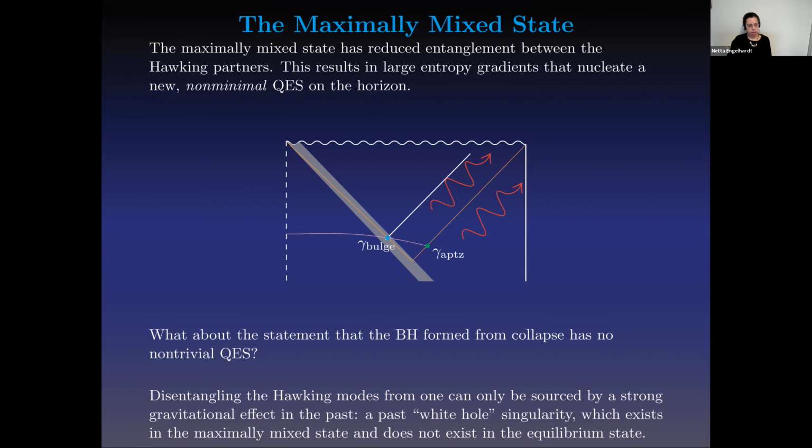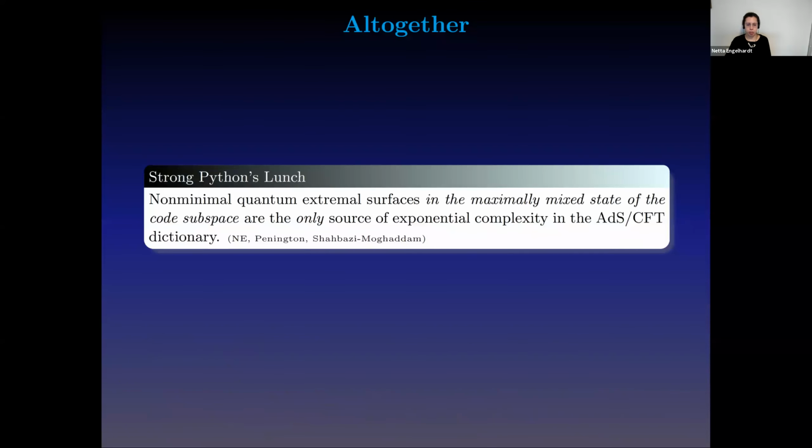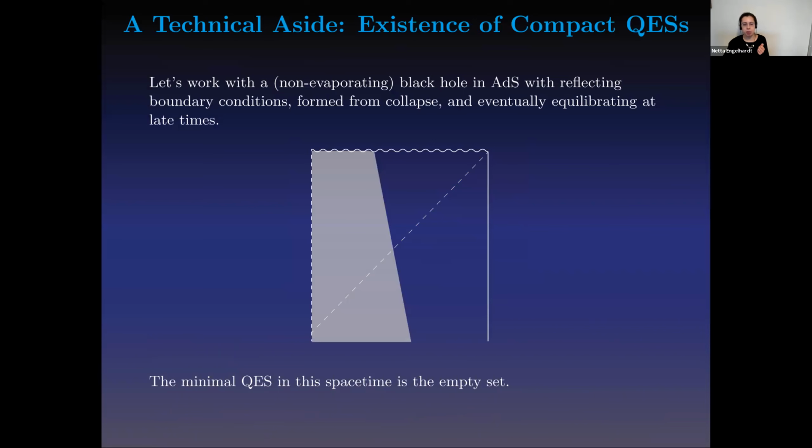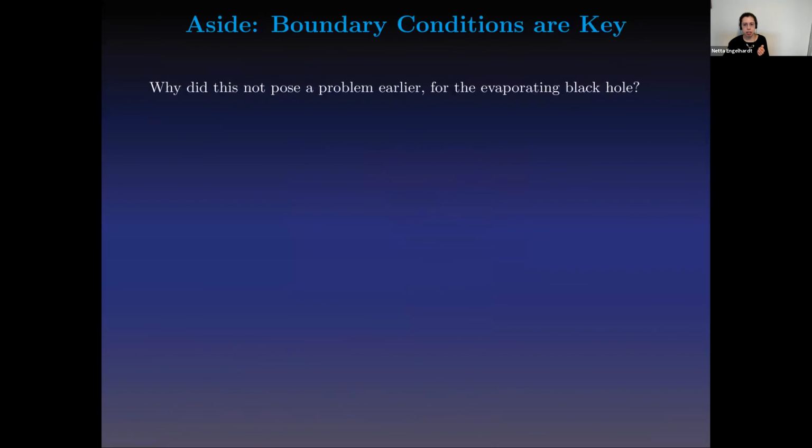Okay, so this was an answer to Sandeep's question. Indeed, we have a white hole singularity here. This is what allows us to have this non-minimal quantum extremal surface. So the refined strong Python's lunch proposal is that non-minimal quantum extremal surfaces in the maximally mixed state of the code subspace are the only source of exponential complexity in the AdS/CFT dictionary. So it's critical that we work in the maximally mixed state. Otherwise, we could run into obvious counterexamples. I'm going to skip the technical aside here.